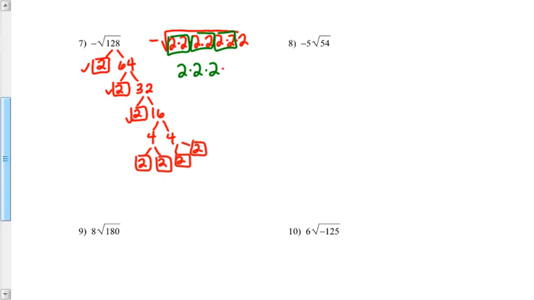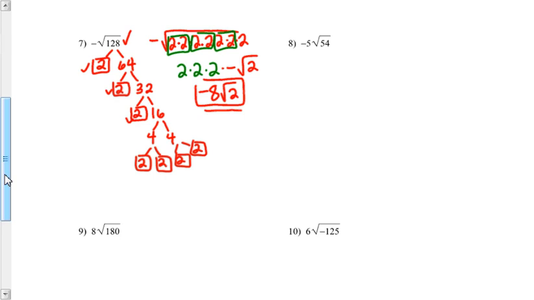Then I have that negative out in front, and the 2. So 2 times 2 times 2 is 8. I'm going to make that a negative 8 square root 2. Now remember, if you didn't have an i in your answer like we don't in this case, you can plug in your final answer and also your original problem, and it should give you the same answer or same decimal, so you can always check your work like that.